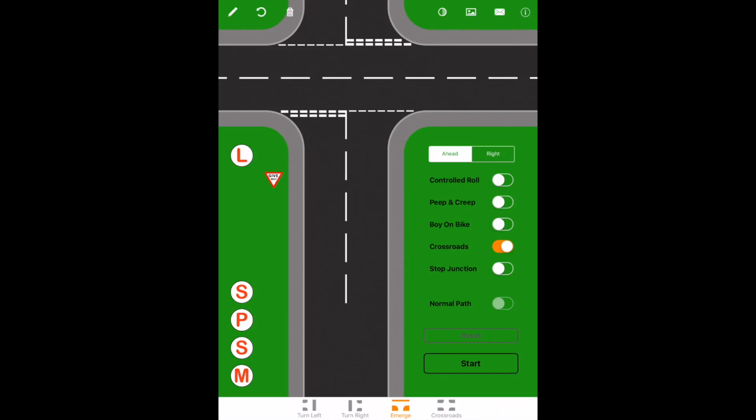Remember, when you're doing a crossroads, there's always three places to look: right, over and left. Have you got any questions?